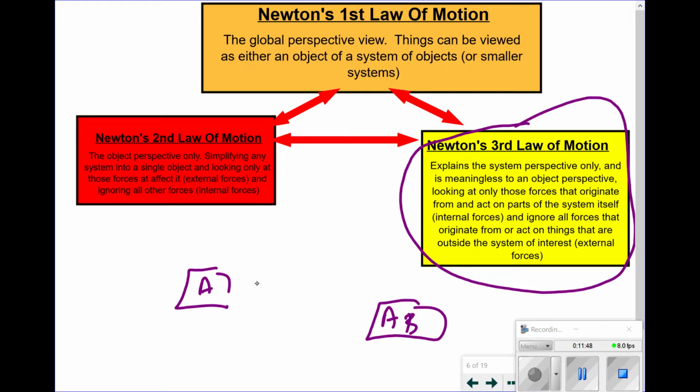So the third law only works from a system perspective. Now, while it is true that any system can be viewed purely as a system, many systems are way too complicated to work easily from a purely system perspective, which is why we'll always simplify the system to an object first.